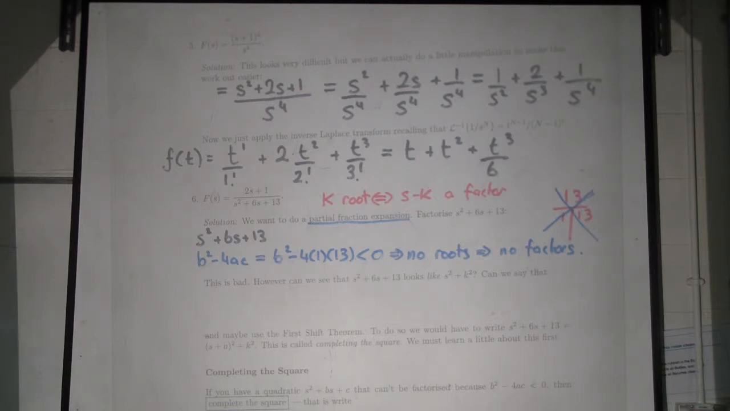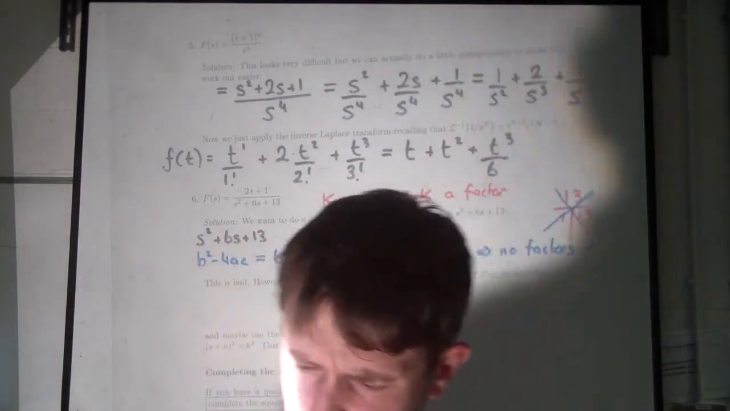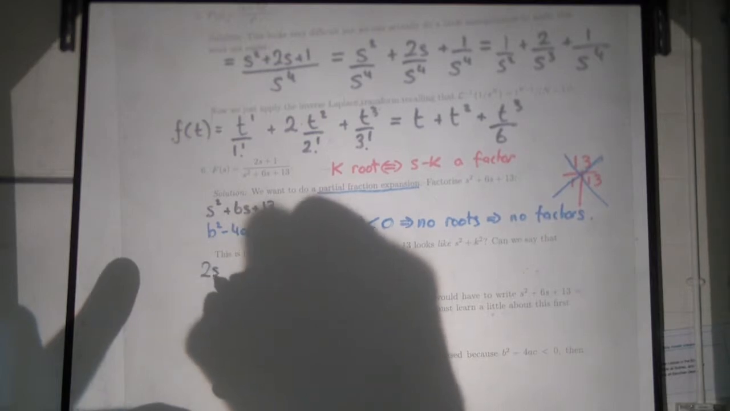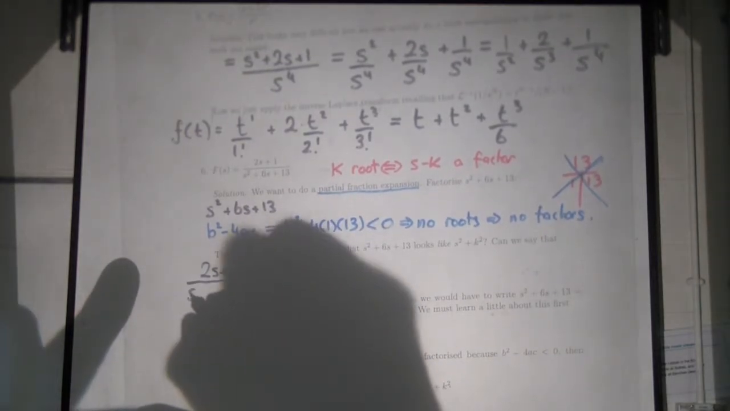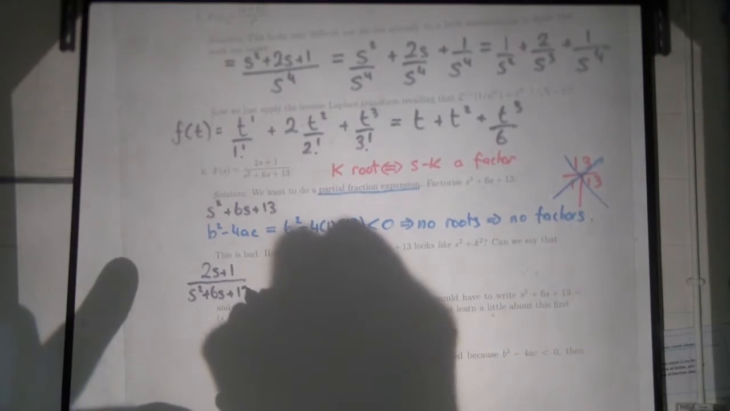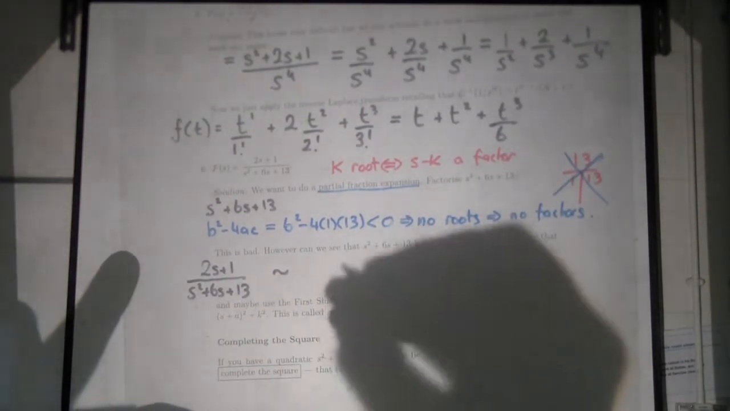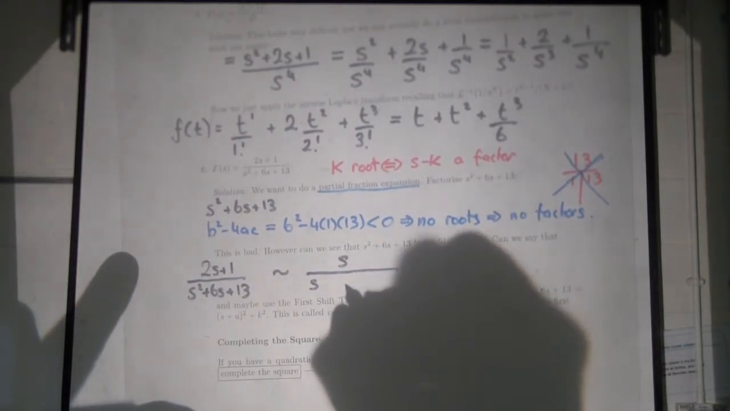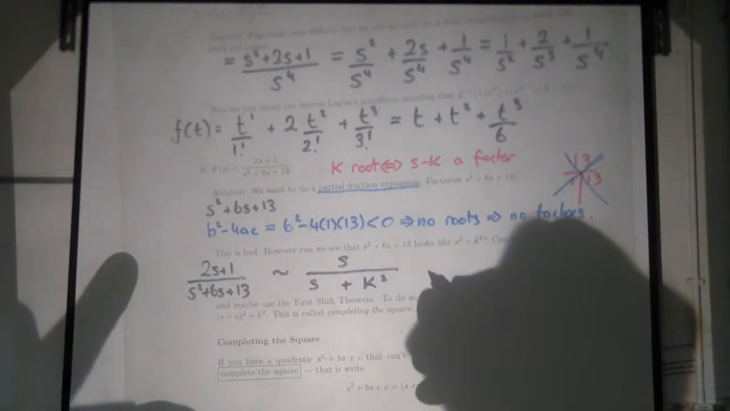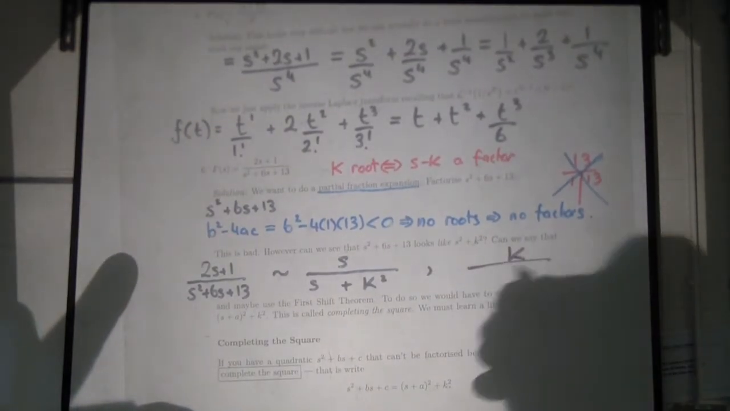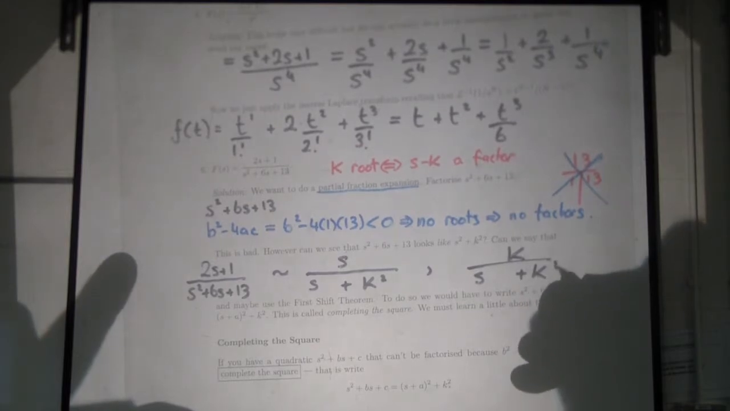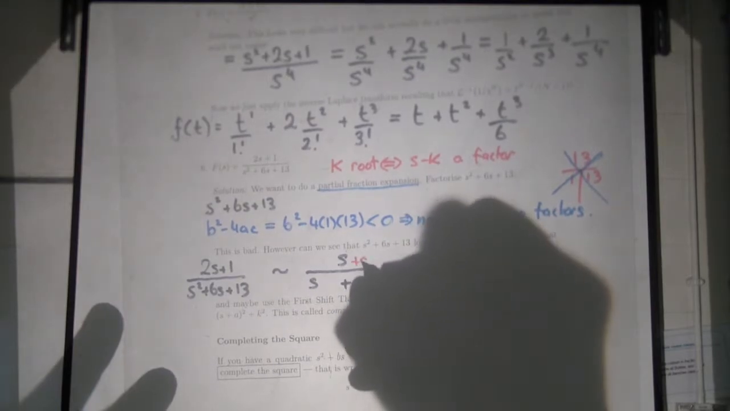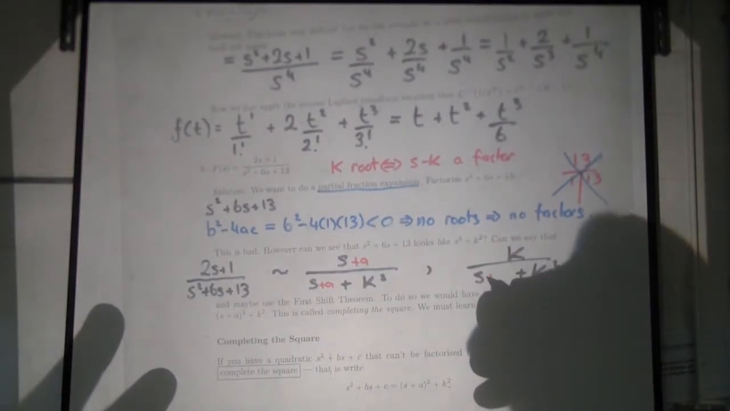Okay, so can we say maybe that what we have, 2s plus 1 over s squared plus 6s plus 13, could it be similar to some combination of a cos and a sine, but with the s's shifted? So instead of s, you have s plus a.